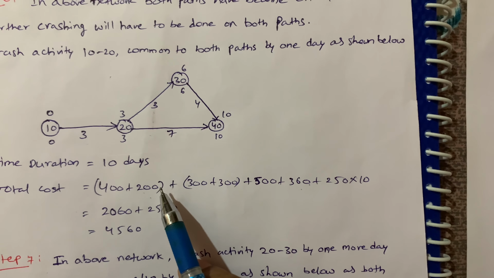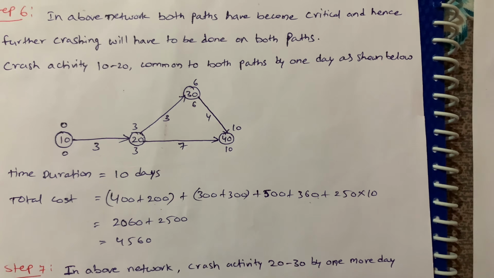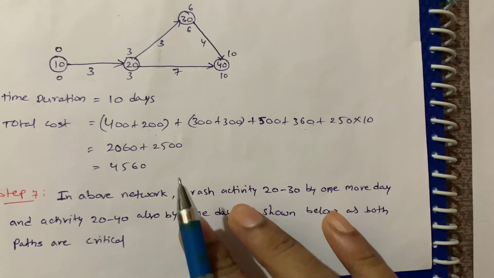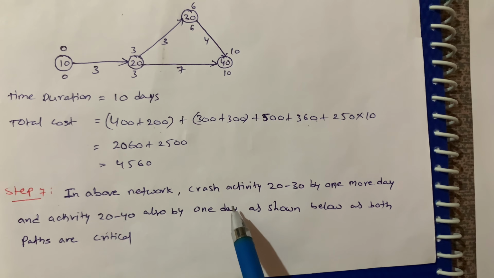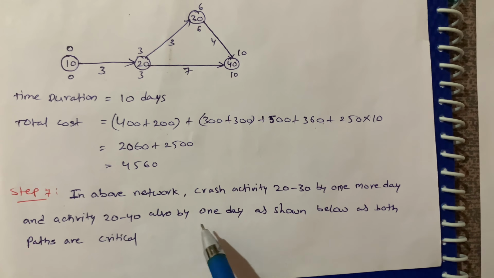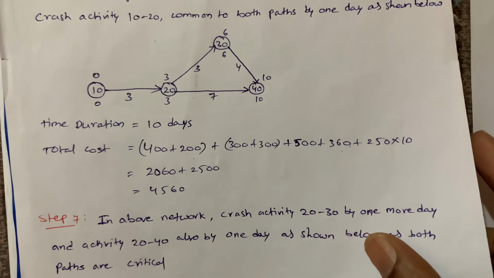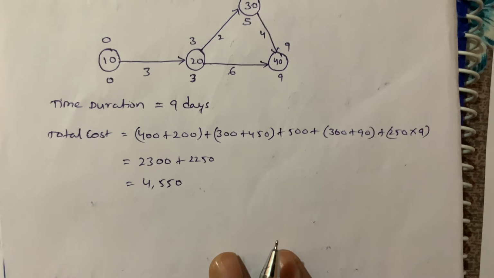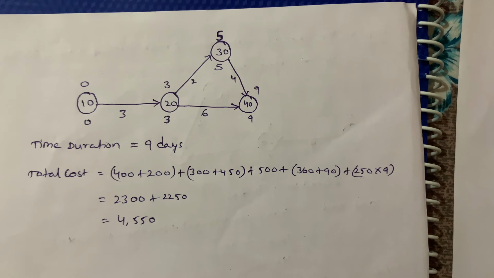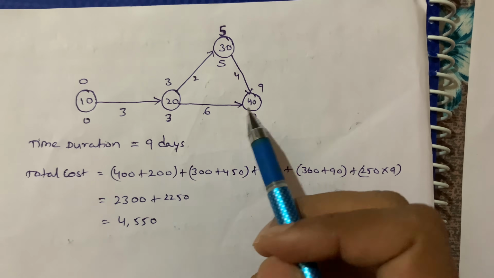Here we got the 1, because 4 minus 3 is 1 and 5 minus 4 is also 1. Next, I got this value. So in the above network, crash activity 2030 by one more day and activity 2040 also by one day as shown. Both paths are critical. So I'll show you 2030 and 2040. So again I reduced 2030 and 2040. So total duration I got 9 days.